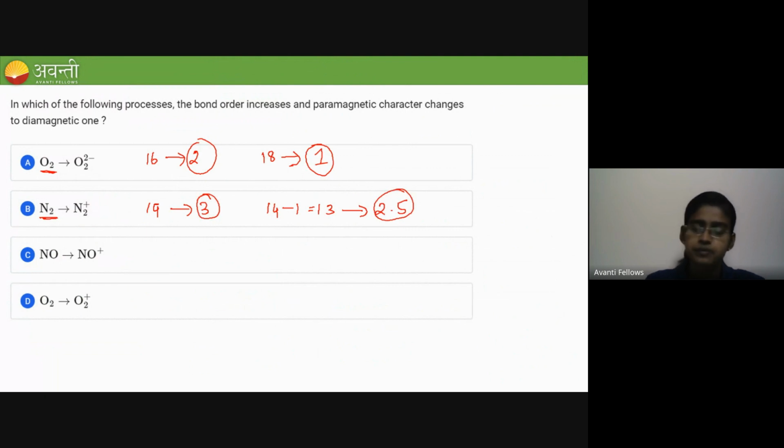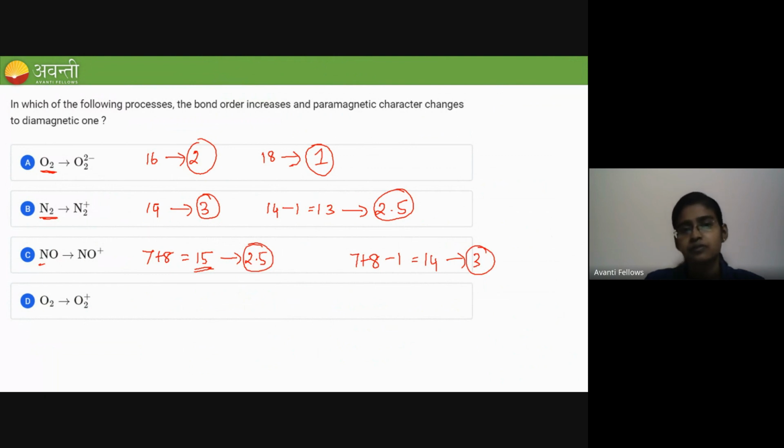And come to NO. NO means nitrogen atomic number 7, oxygen atomic number 8. So 7 plus 8 is 15. The number of electrons is equal to 15. The bond order is 2.5. You use the trick table to find out the bond order, okay? And for NO plus, 7 plus 8 minus 1. So what is it? It is 14. So 14 means it is 3. So the bond order is increasing from 2.5 to 3.